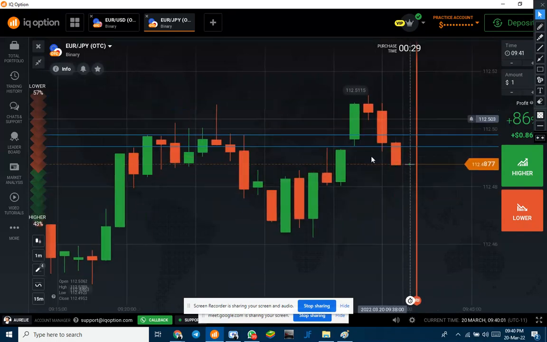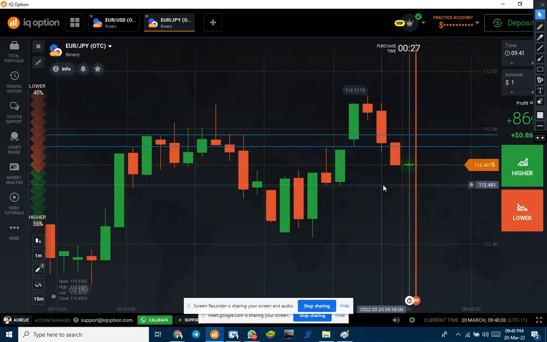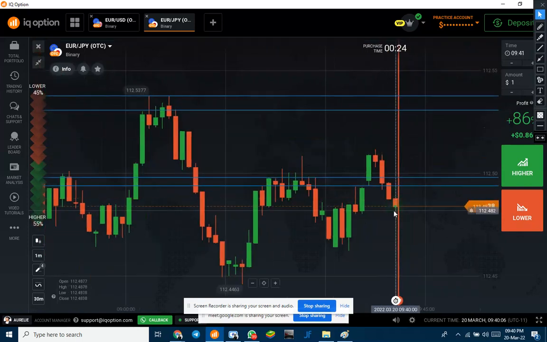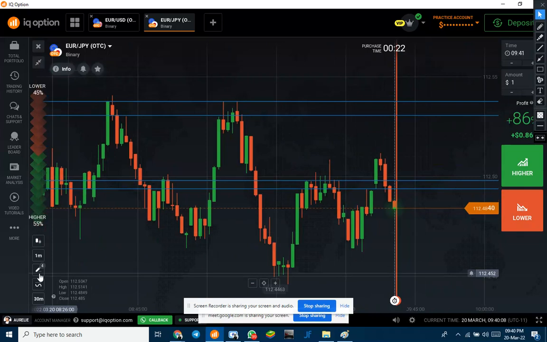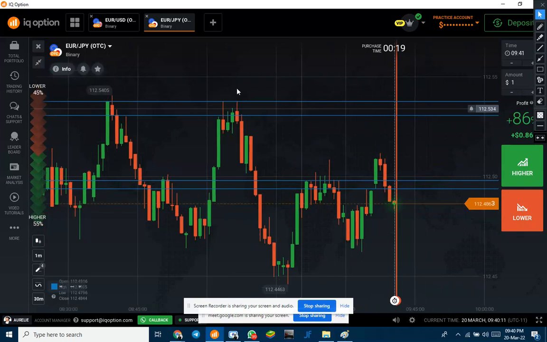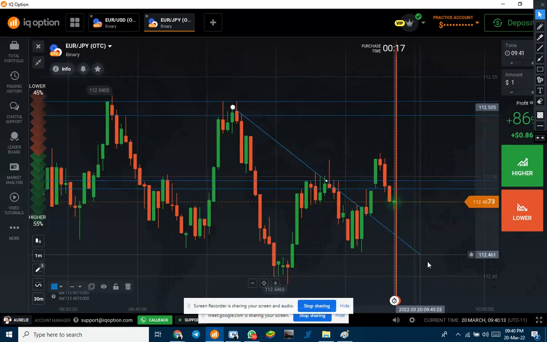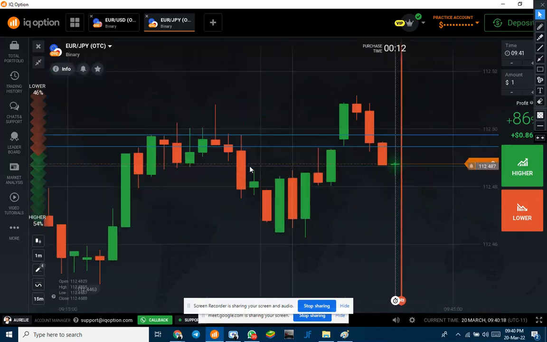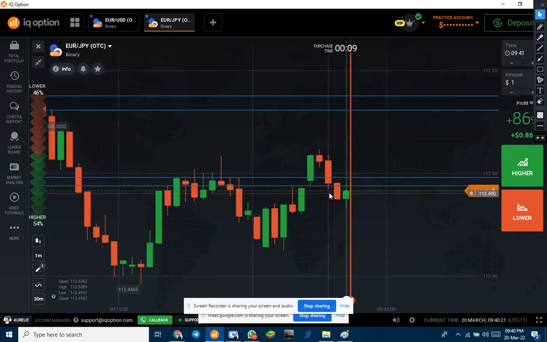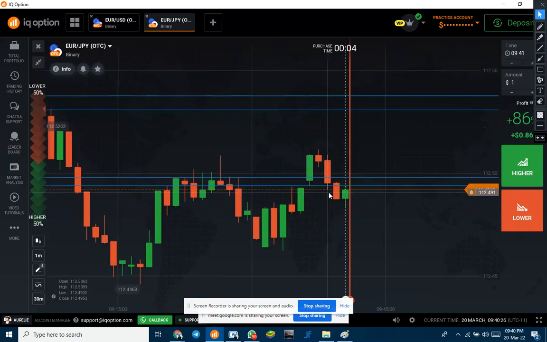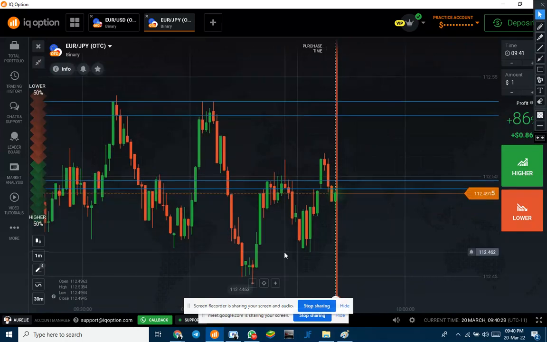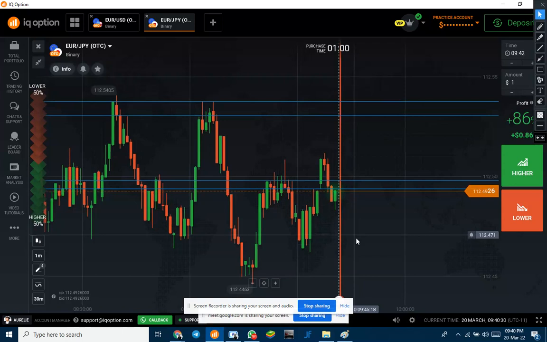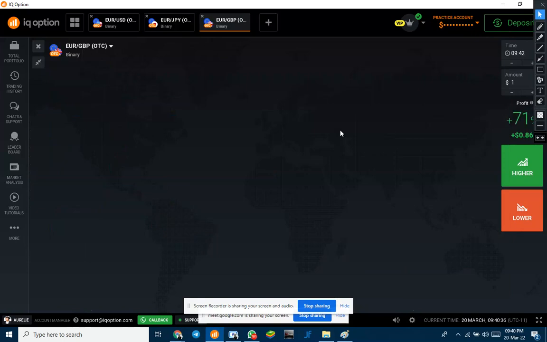I didn't find any weak candle here, neither did I find any exhausted candle. Let me do something here. Well, not what I'm expecting. I didn't find any weak candle and I didn't find any exhausted candle either. So I just have to skip this trade. Let's check another example.